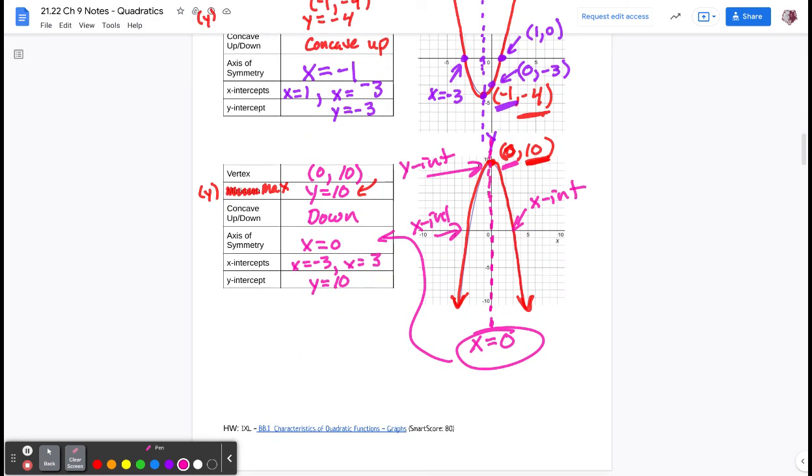Now, you have an IXL to work on here. You're going to get to a SMART score of 80, and then you're going to submit a screenshot of that to Canvas.